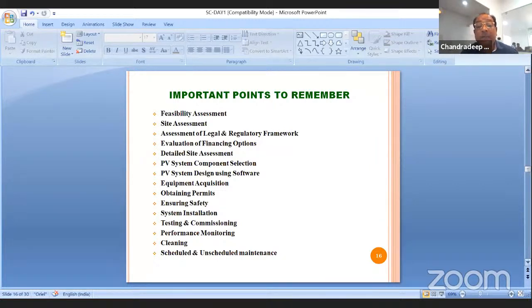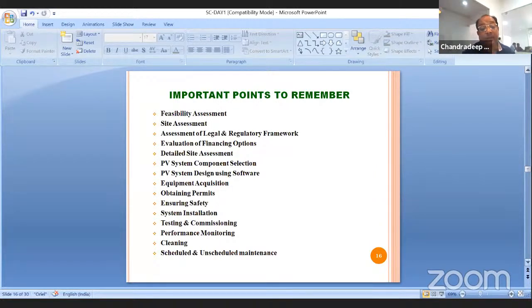Then assessment of the legal and regulatory framework. I told you about one term called PPA, Power Purchase Agreement. Sometimes in some states, it is not that easy to get the PPA done. So you have to understand the legal and regulatory framework very well before you sign any PPA with any agency, government or private.